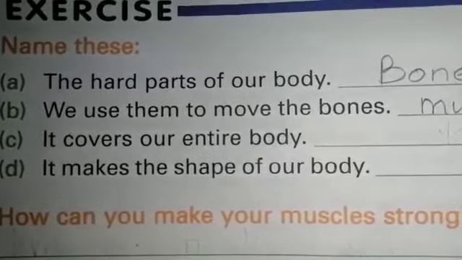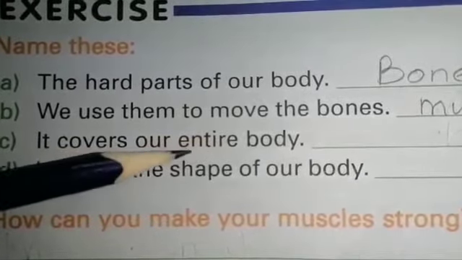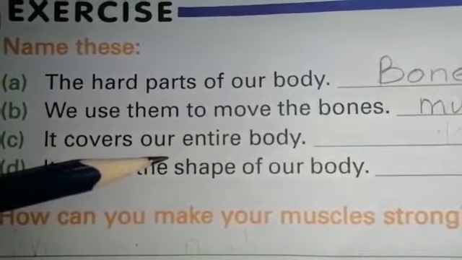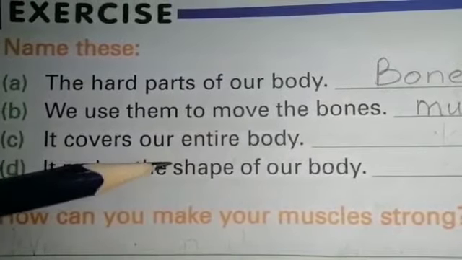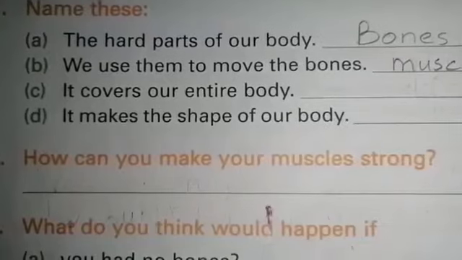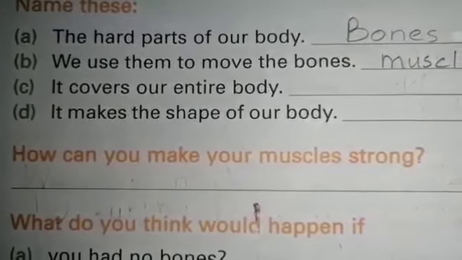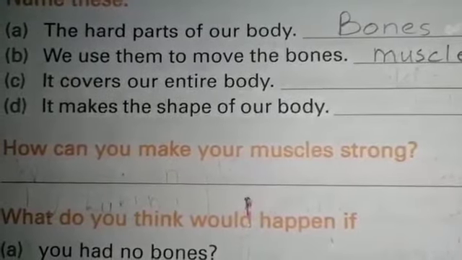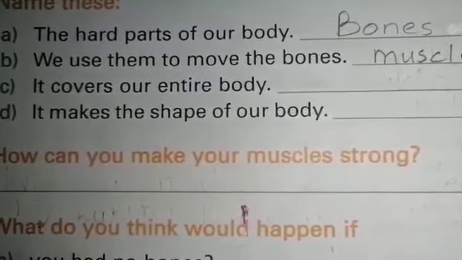C. It covers the entire body. What do you think? What thing covers our entire body? Whenever we see a person, firstly, what thing do we see? We see the skin. Students, here you can see it's my hand. And what are you seeing? You see first skin. This is my skin. So what do you see first on my entire body? It's the skin. So C, it covers our entire body. It is known as skin. So we will write here skin.